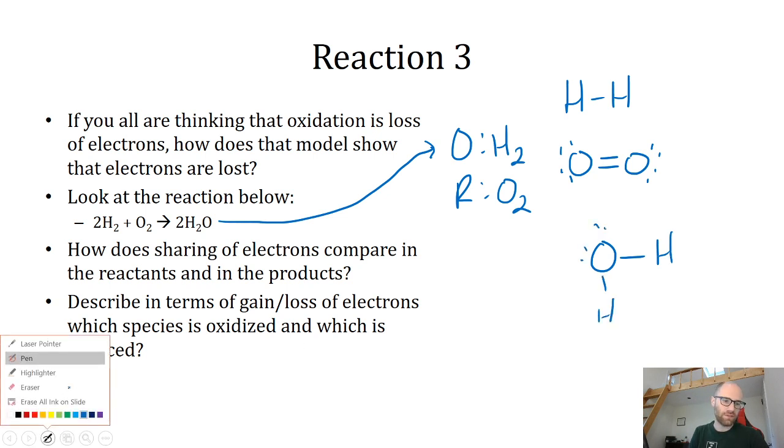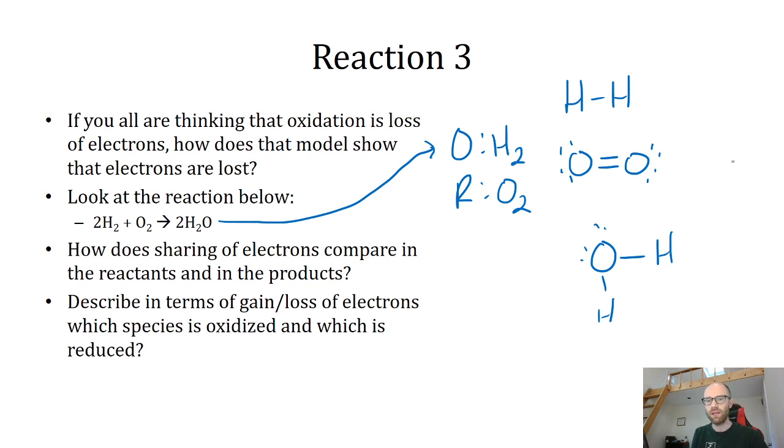And I think I'm going to want a different color. So how does the sharing of electrons compare in the reactants and products? So looking at these electrons, how are they shared? Looking at these electrons, how are they shared? Why would we say these are shared equally?